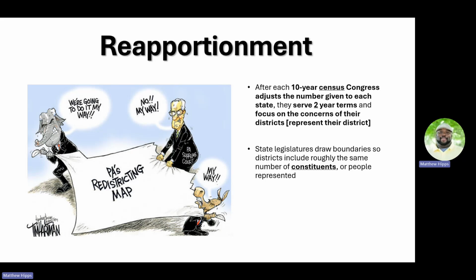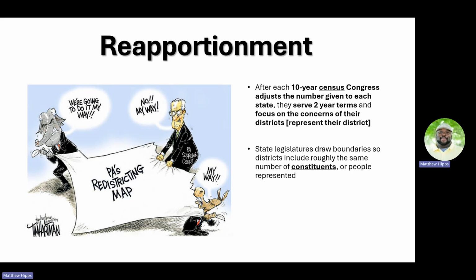So reapportionment is how many seats every state gets. Reapportionment is about the total number of representatives that you have. Redistricting happens on a state level, and that is how they draw the districts in ways that reflect those population changes. Again, just to put a fine point on this, reapportionment is about the total number. Redistricting is about how you draw the lines.